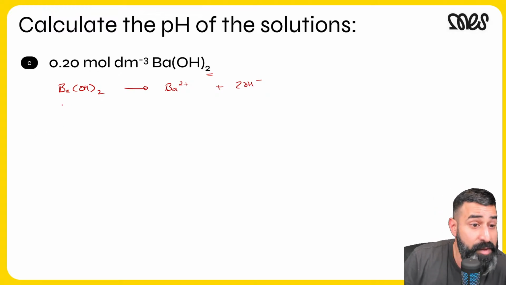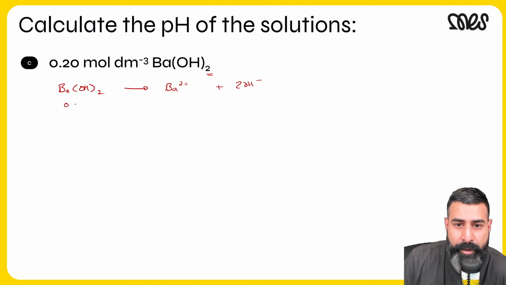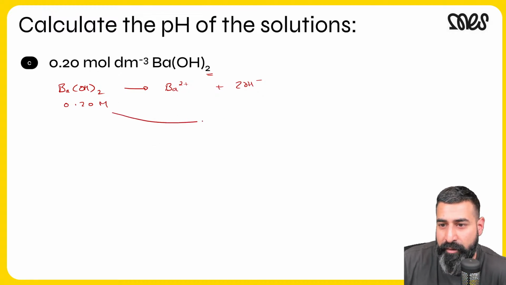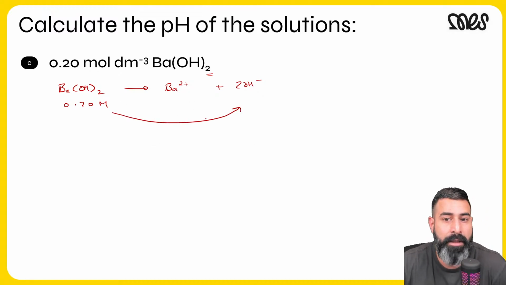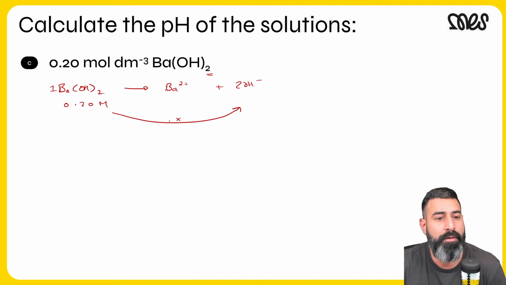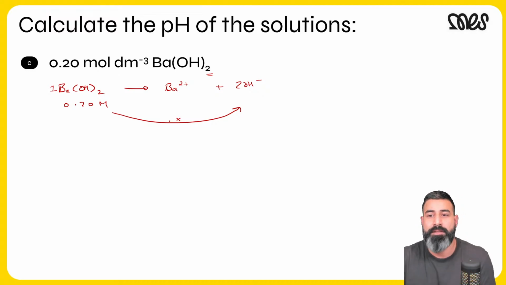Now, at this point, I'm even going to annotate it here. So we know we've got 0.20 moles per decimeter cubed. I'm just going to use big M for molarity because I'm getting tired of writing out moles per decimeter cubed. So what is the concentration of the hydroxide ion going to be? We'll have a look at the ratio. It's a 1:2 ratio, so what do we need to do to this number? Times it by 2.